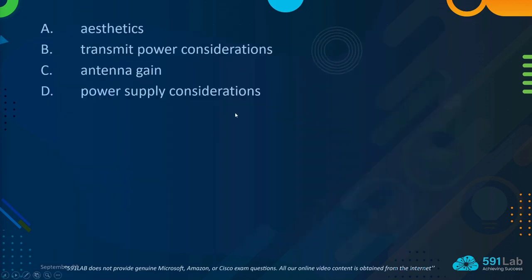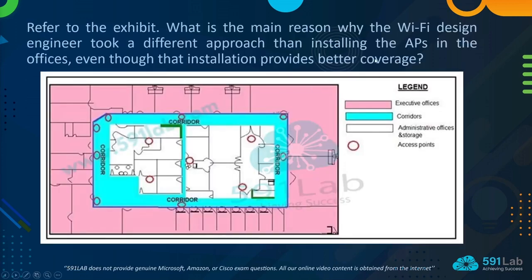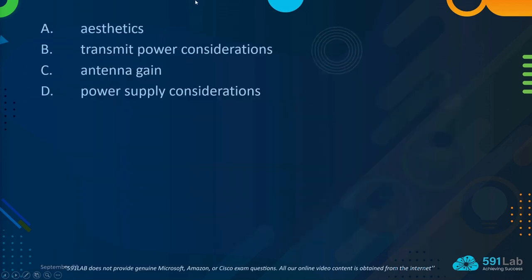Power supply considerations. Power supplies mean how we provide the power to the access points. So basically, whether we provide it using power over Ethernet, PoE, or whether we use a power injector to the access point, it should not change. It did not explain why we did not put an access point inside these offices. So the only reason I can think of in this situation is the aesthetics.